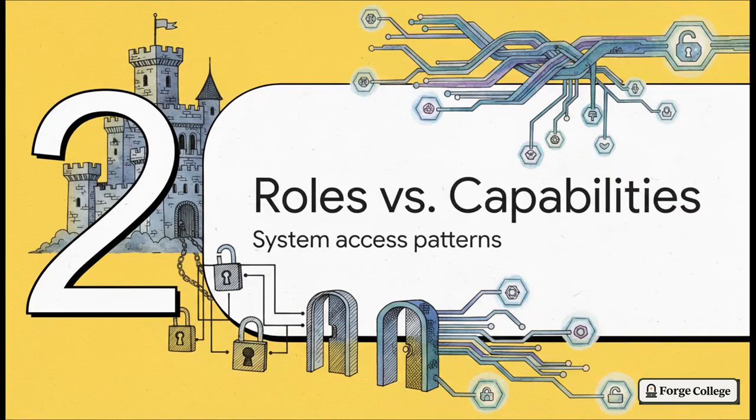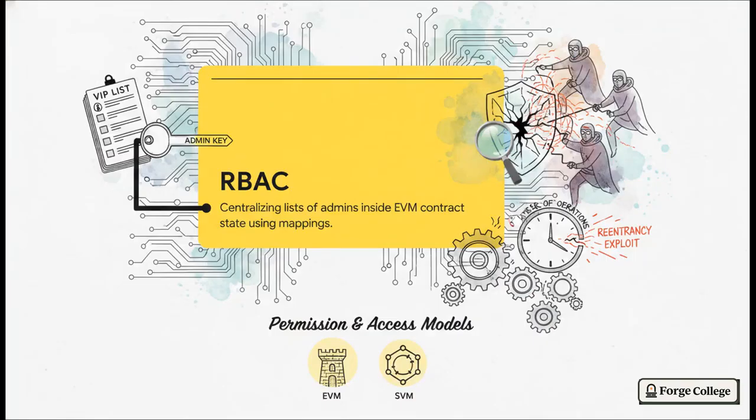Moving on to Section 2, Roles versus Capabilities. This is how system access patterns actually play out. In the EVM, we rely heavily on role-based access control, or RBAC. This basically means we are centralizing lists of admins right inside the contract state, usually using mappings. You just map an address to a Boolean, true if they are an admin, false if they aren't. It's that centralized VIP list all over again.